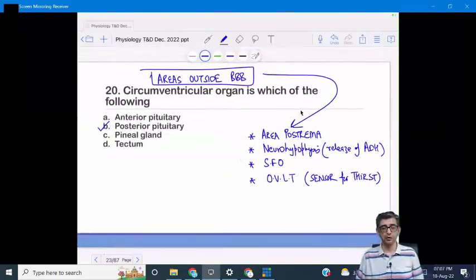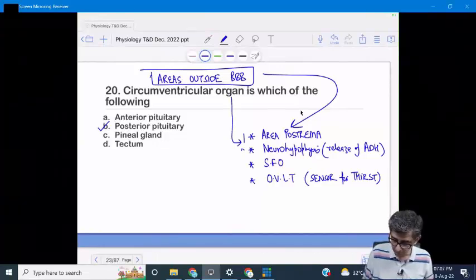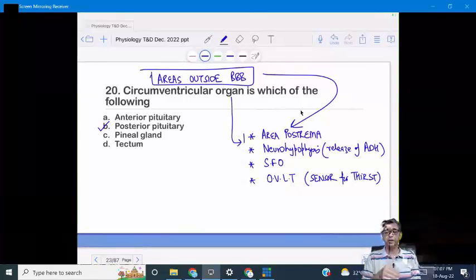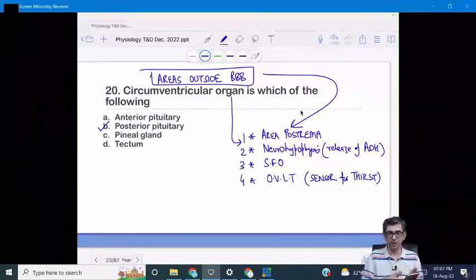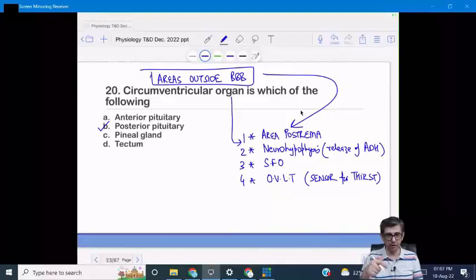There are 4 circumventricular organs: area postrema, neurohypophysis, subfornical organ, and OVLT. There are 4 circumventricular organs, out of which one of them was asked. All of these are areas outside the blood-brain barrier. God has treated them like this so that the chances of irreversible brain damage can be minimized. Okay, fine, great. If you can use a mnemonic to remember it, great. The answer to question number 20 is beta.